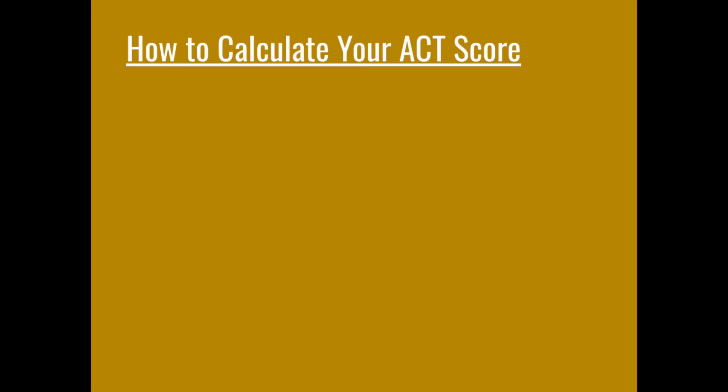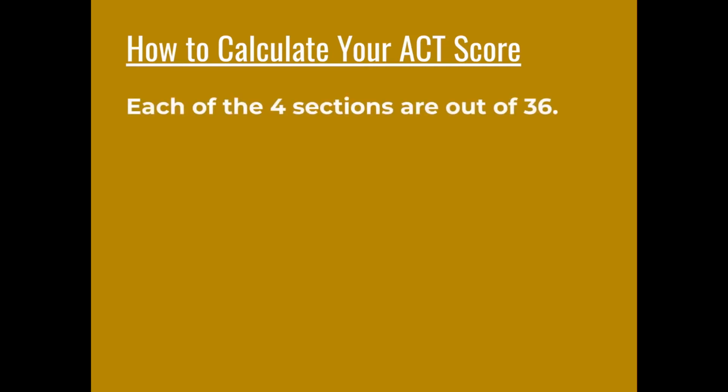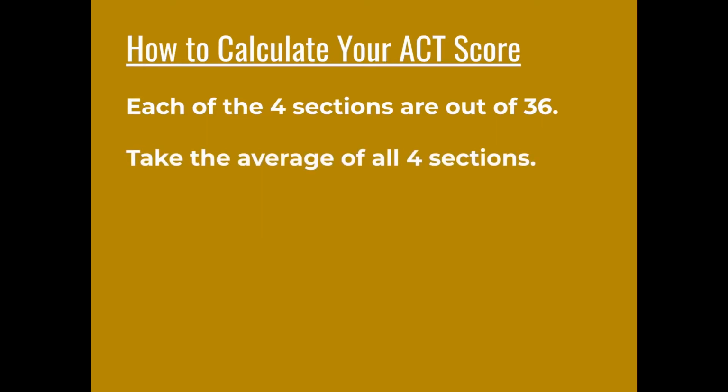Basically, the ACT has 4 sections, which excludes the essay section. Those 4 sections are English, reading, math, and science. Each of those sections is given an individual score out of 36. Once you have all 4 scores, you take the average of all 4 sections, and that'll be your composite score.